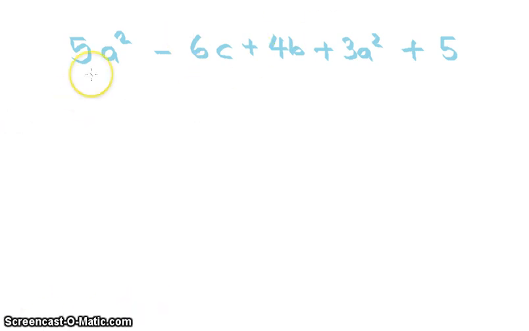By now we will have identified the same gang, like terms. Okay, we have 5a square here, we have 3a square here, we have a 5 here, a constant here, no other constant anywhere else. There's a 6c here, there's a 4b here. So what are we gonna do now? Okay, we're gonna match the like terms together. So 5a square, and what a square is available here? 3a square.